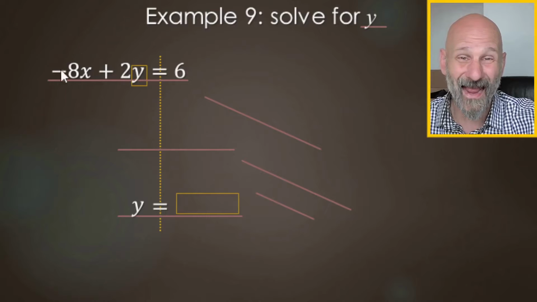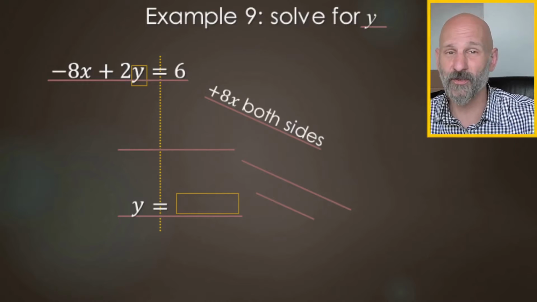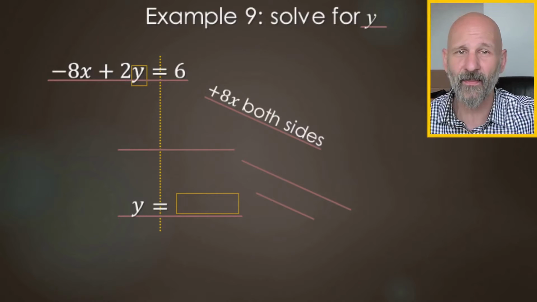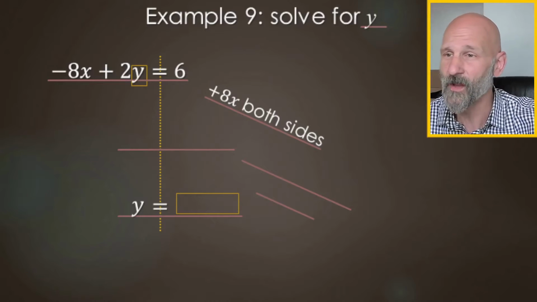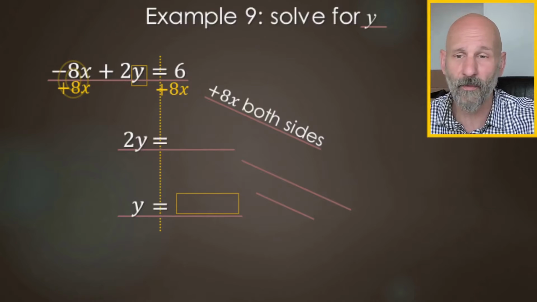So we start with the add, subtract type ones there. So here we have a negative 8x. We don't want negative 8x, so we're going to do the opposite of that, and that's going to be a plus 8x. So when we do a plus 8x to both sides, check it out. Negative 8x plus 8x, there's no more x's there, just the 2y on the left side.